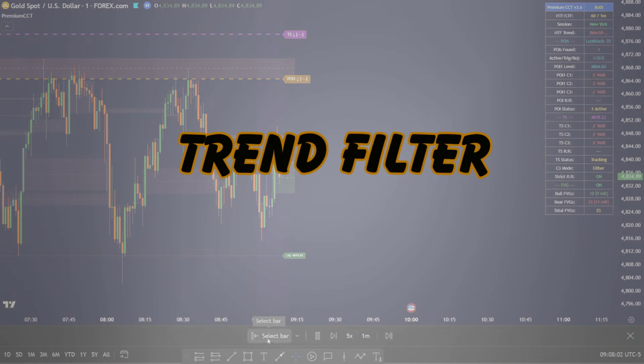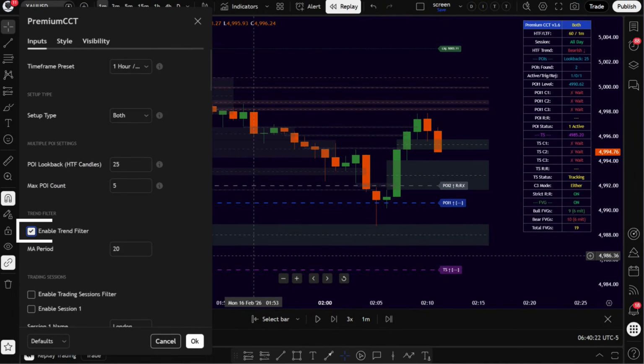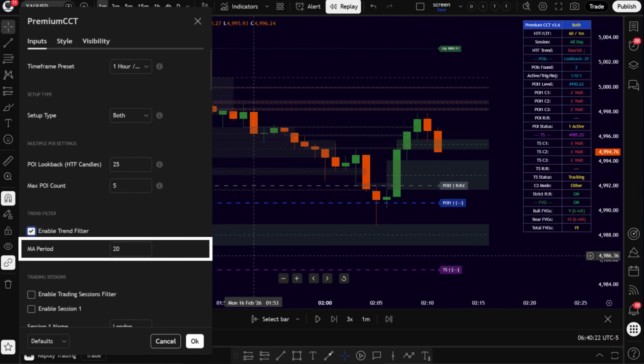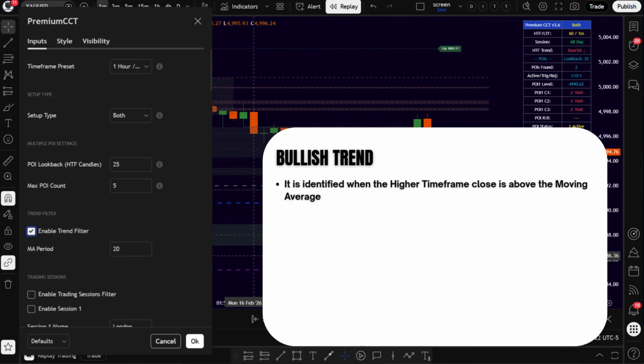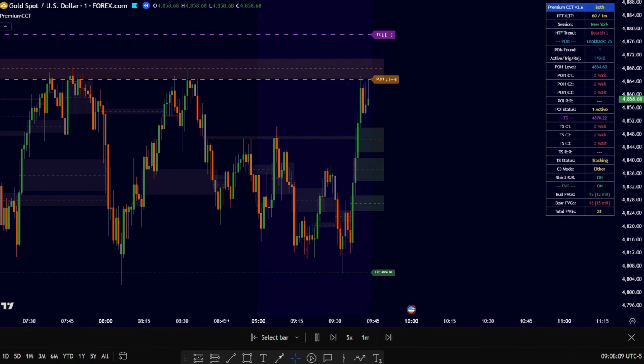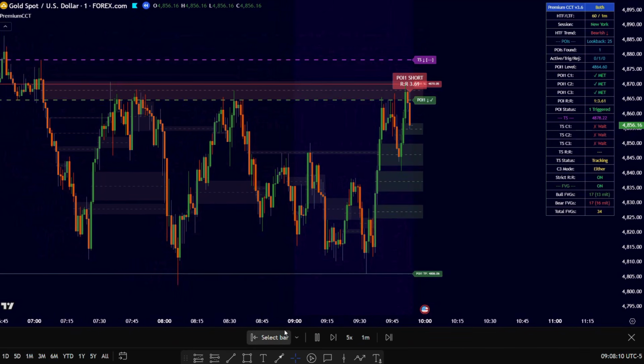If you want to trade only with the trend, you can enable the optional trend filter. When enabled, you also set the MA period, which defaults to 20 periods. The indicator plots a moving average on the higher time frame. A bullish trend is identified when the higher time frame close is above the moving average. A bearish trend is when the close is below the moving average. When the trend filter is active, bullish setups will only trigger if the higher time frame is in a bullish trend. Bearish setups will only trigger if the higher time frame is in a bearish trend.